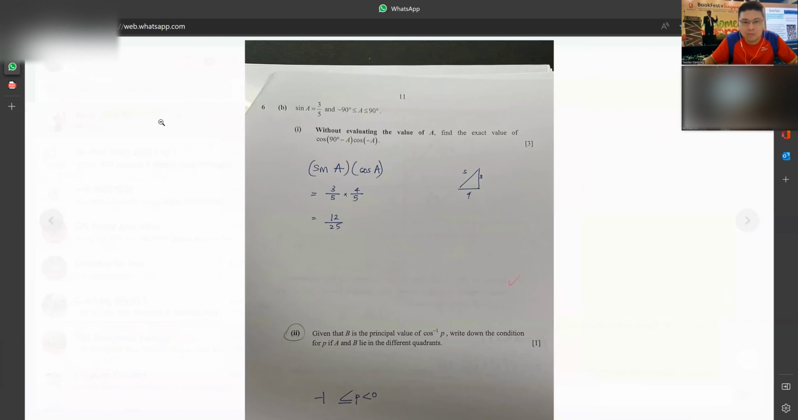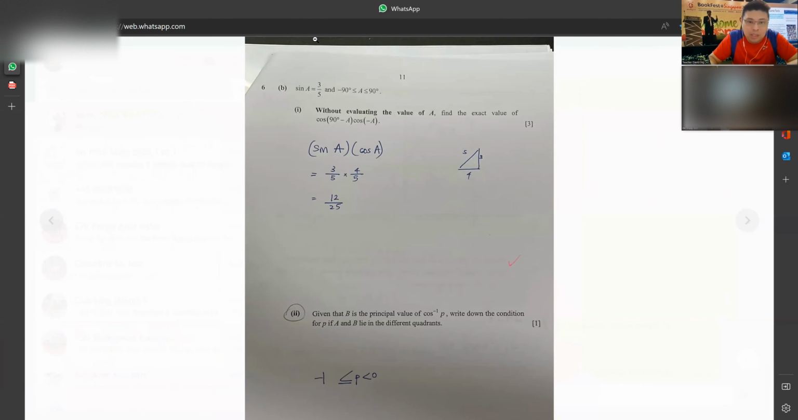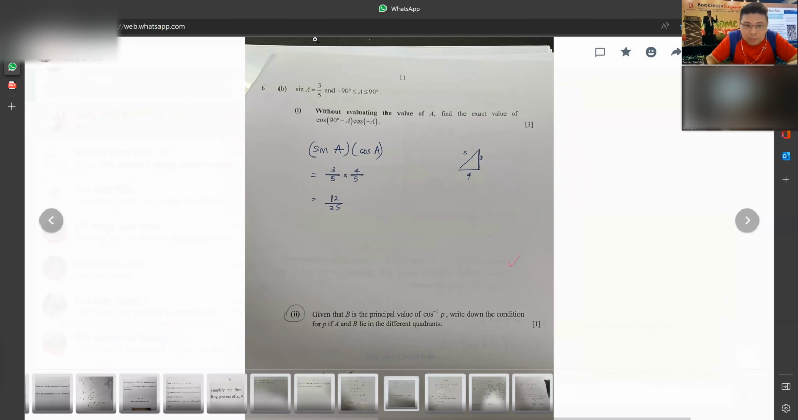Okay, this one, trigo. This guy here is correct. And your A obviously lies in the first quadrant already. First quadrant.